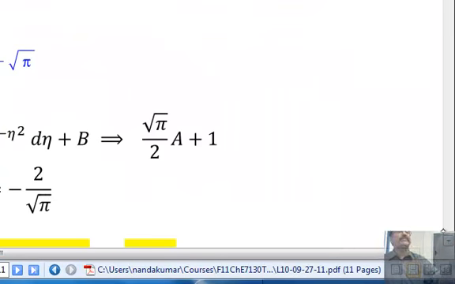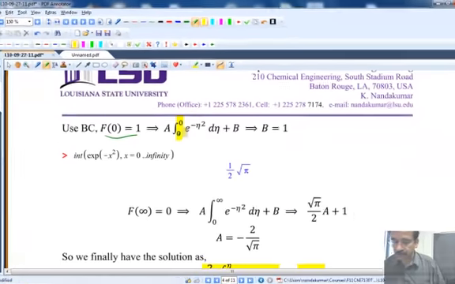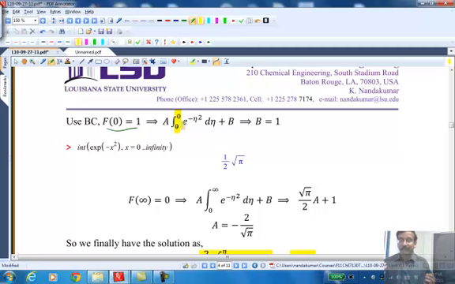Now we have two integration constants, a and b, that we need to find out. Using the boundary condition f of 0 equal to 1, if I do the integration from 0 to 0, we already know that the error function at 0 is 0. We just found that out from Maple. So that's going to be equal to 0. That tells you that b is equal to 1, because the boundary condition is f at 0 equal to 1.